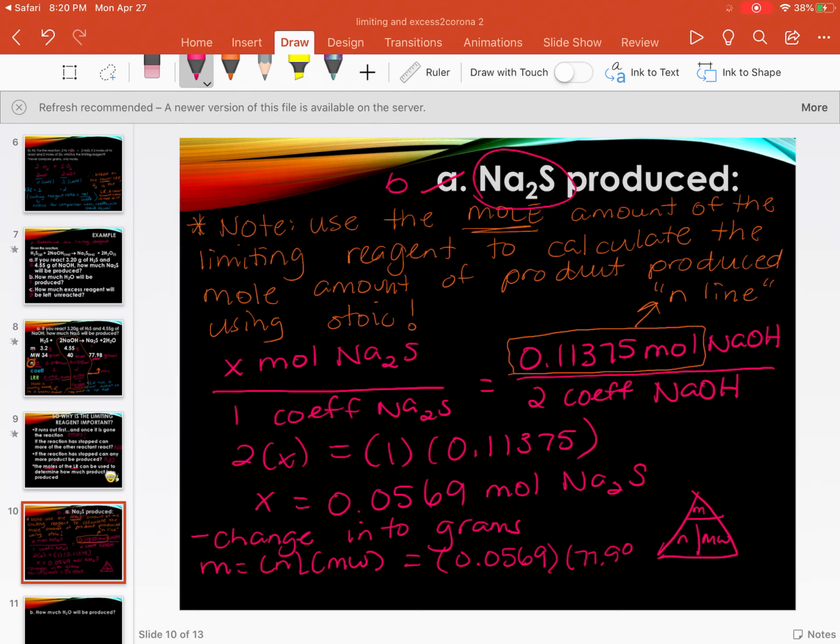Don't tell Mr. Todd I wrote 2 equal signs on a line. Okay, 4.44 grams of Na2S.